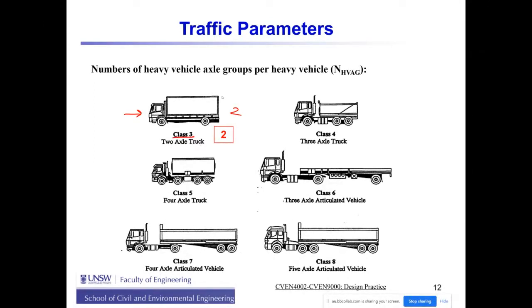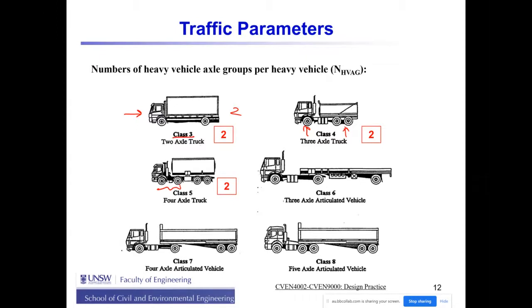So for class 4, can you tell me what is parameter N? Number of axle groups per heavy vehicle. For class 4, this is 1 axle group. This is the second axle group. So again, it's 2. For this one, for class 5, this is again 2. These two are close to each other, therefore they are considered as 1 axle group.